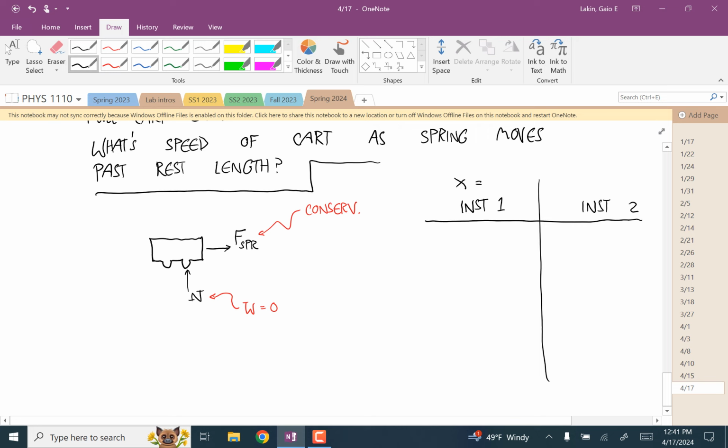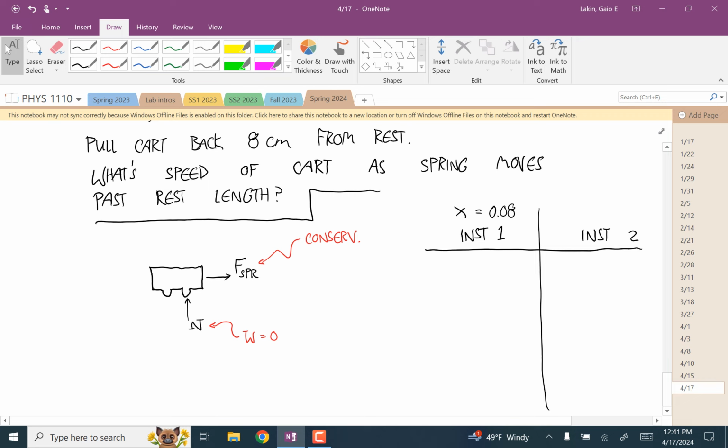And I'll think of x is equal to 8 centimeters here. And remember, the definition of x for these spring calculations is how far the thing is from its resting length, how far the spring is from its resting length. So when you stretch it 8 centimeters, x is 0.08. When it passes its resting length, what's x equal to? 0, because it's at its resting length. So x is equal to 0.